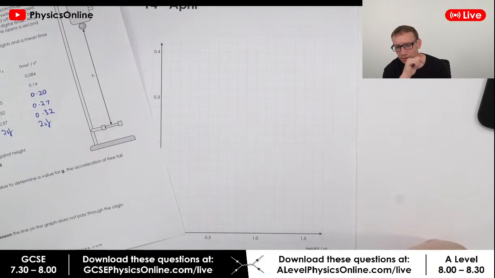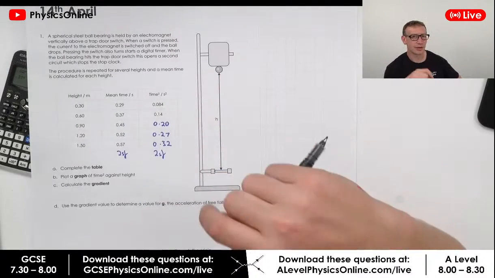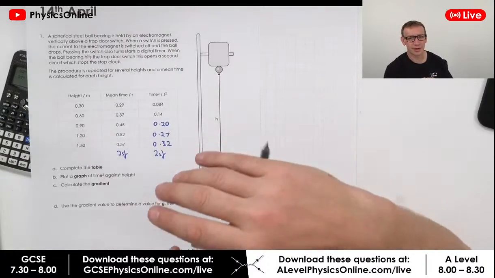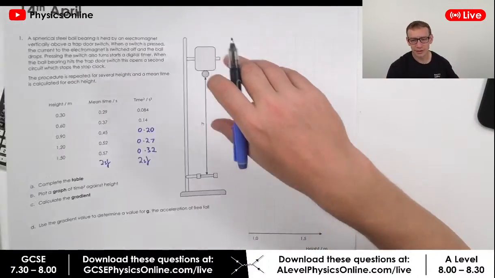Do you need to know how to draw the circuit for the ball bearing apparatus? Josh, you don't need to know the circuit diagram for this, because often there are different circuits you could have set up. And it's more about the physics principles, rather than the detail of the circuit.